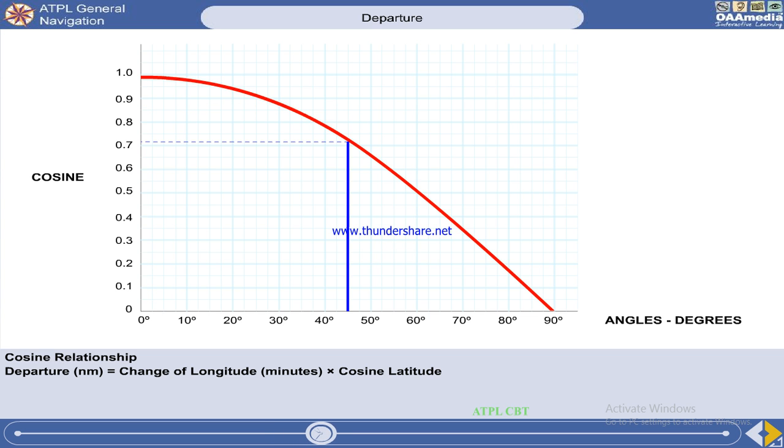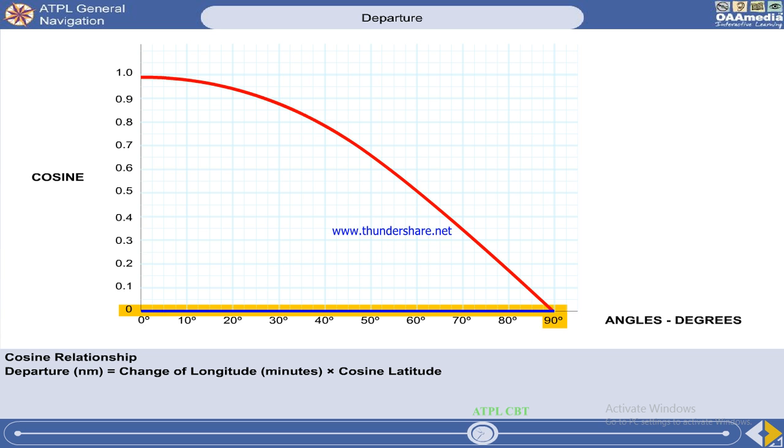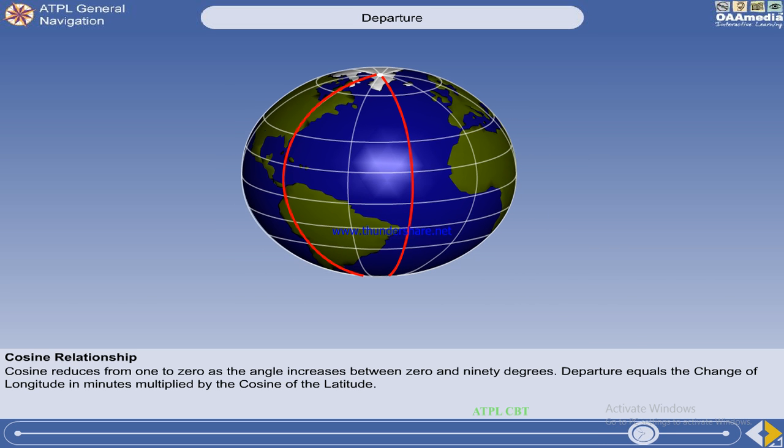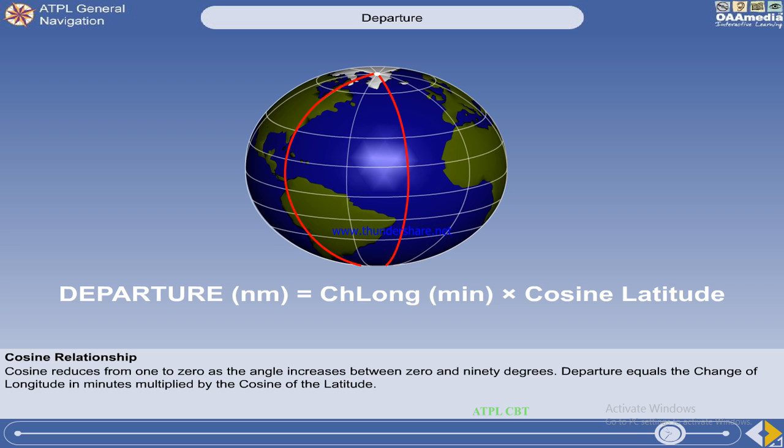is 0.7071. The cosine of 60 degrees is a half, or 0.5. The cosine of 75 degrees is about a quarter, or more accurately, 0.259. And the cosine of 90 is 0. Cosine reduces from 1 to 0 as the angle increases between 0 and 90 degrees. The relationship between departure and change of longitude is therefore defined by the cosine of the latitude. This gives us the basic departure formula. Departure equals the change of longitude in minutes multiplied by the cosine of the latitude.